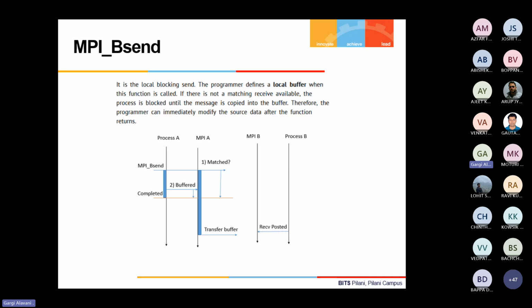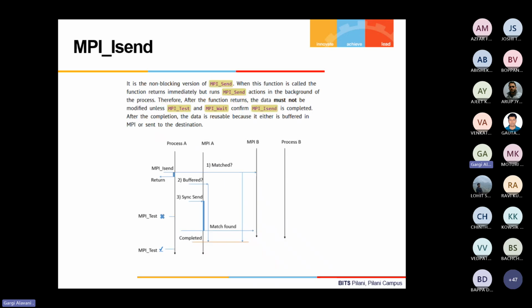So the source can start modification as soon as it is sent. The I send, as you can see in this figure, if anyone has not understood, this figure might be able to give you better clarity. Here the function will return immediately once the I send starts. The returning starts, the buffering continues, the synchronization continues, but the completion may happen later. But as soon as I send starts, you can start doing some other task.